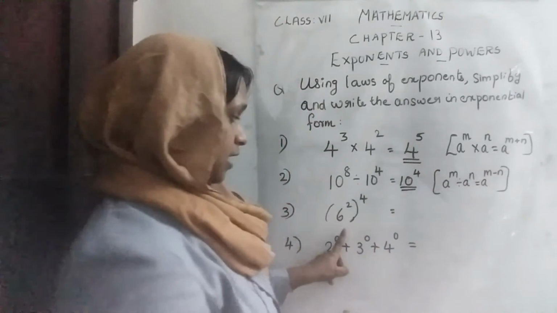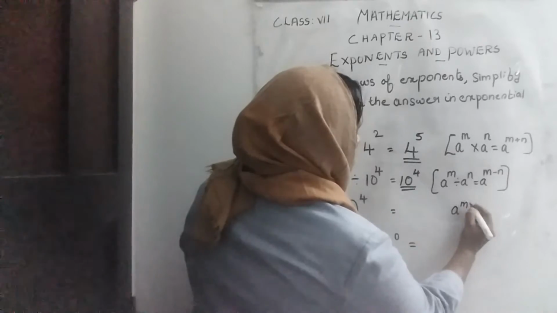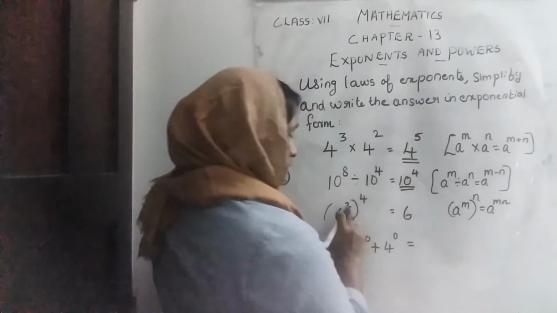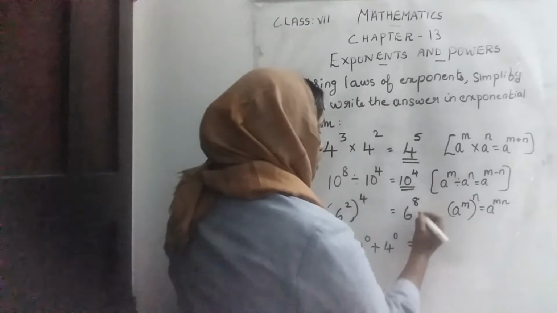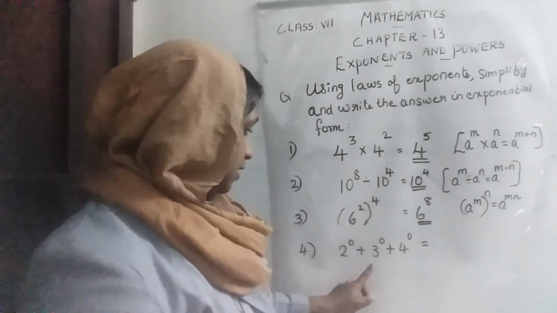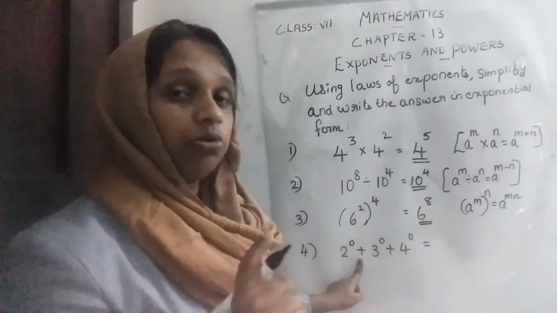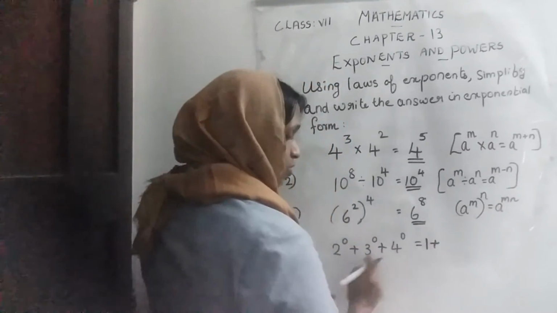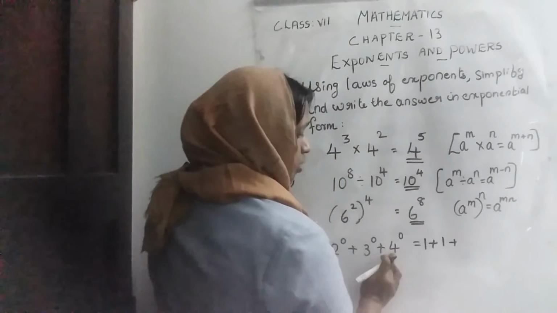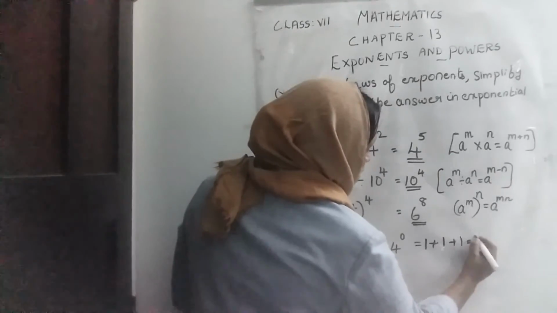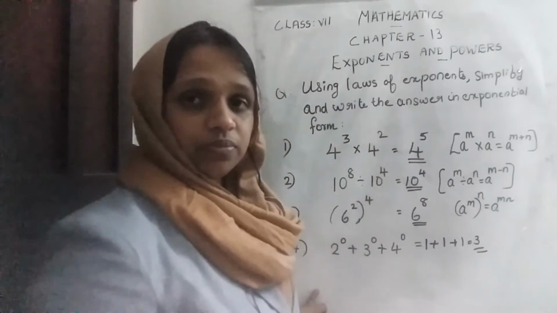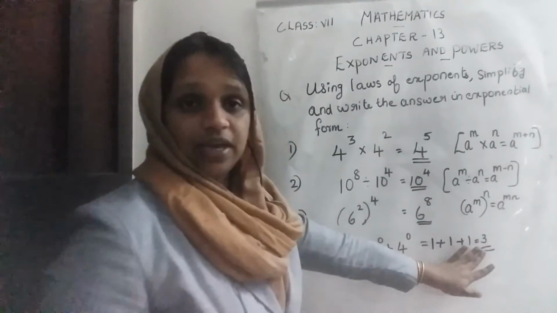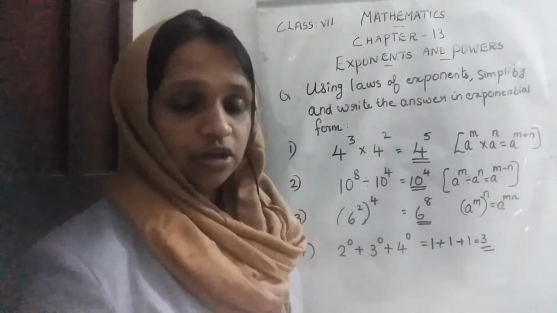Then here, our third law: a raised to m raised to n is a raised to mn. That means 6 raised to, we multiply the 2 and 4, that is 6 raised to 8. Now see this 2 raised to 0. We know a raised to 0 is 1. So 2 raised to 0 is 1, plus 3 raised to 0 is 1, plus 4 raised to 0 is 1. So we can write it as 3. If it is asked to find the value, it is like this, and otherwise we write in exponential form.